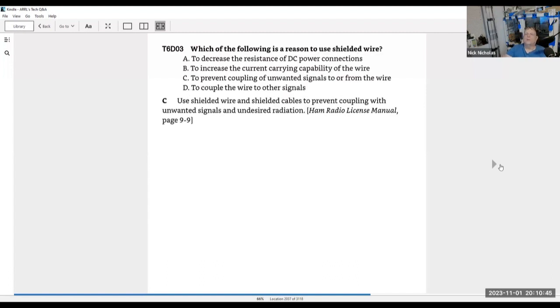Which of the following is a reason to use shielded wire? You use shielded wire to prevent the coupling of unwanted signals to or from the wire. Answer C. It's a confusing way of saying to stop signals from getting into or getting out of the coax. We want them to travel along the coax. So to prevent coupling of unwanted signals to or from the wire is answer C.